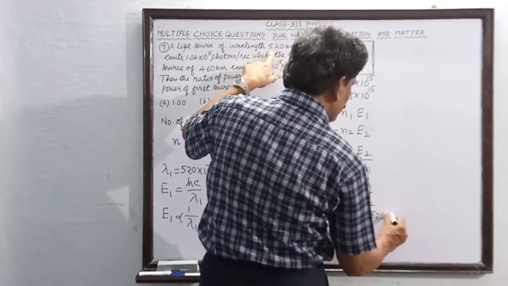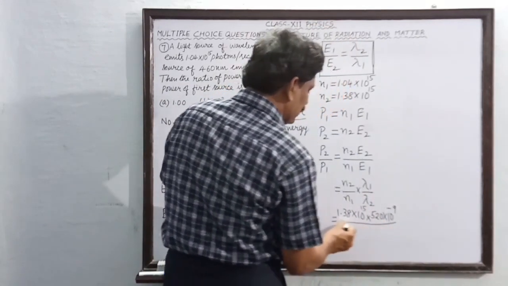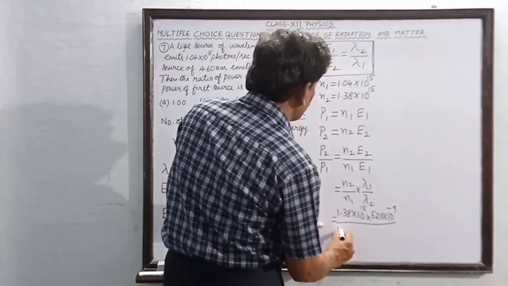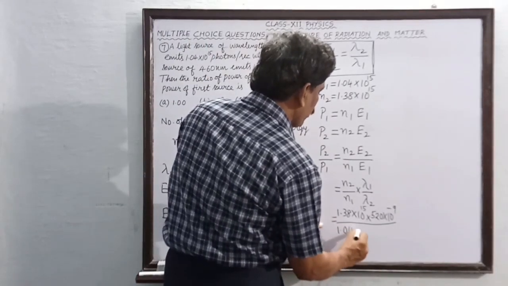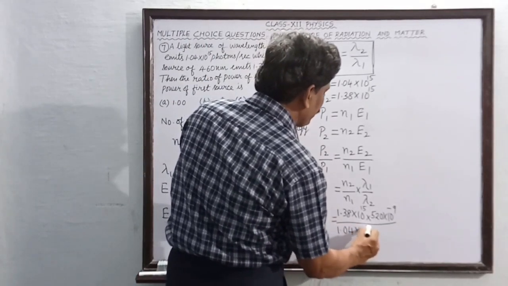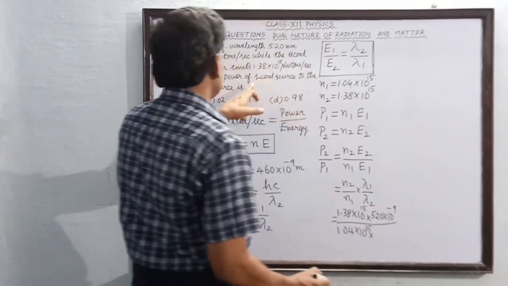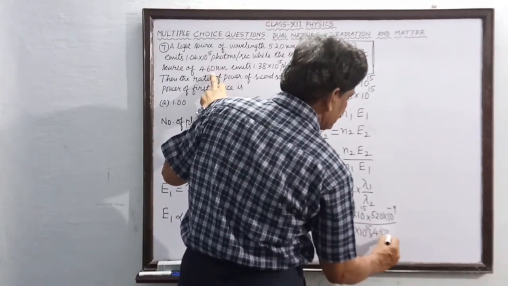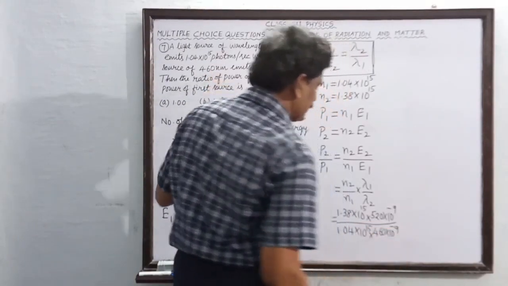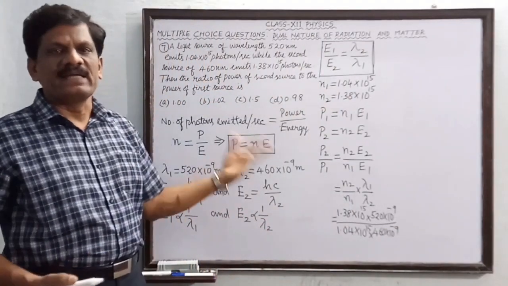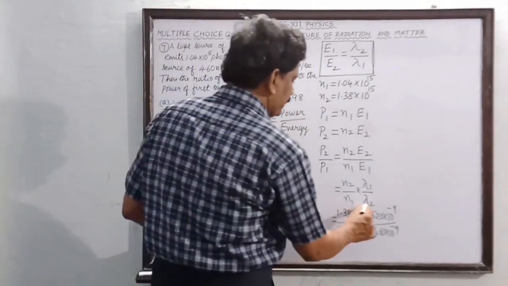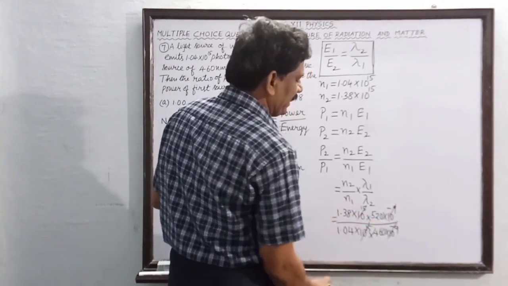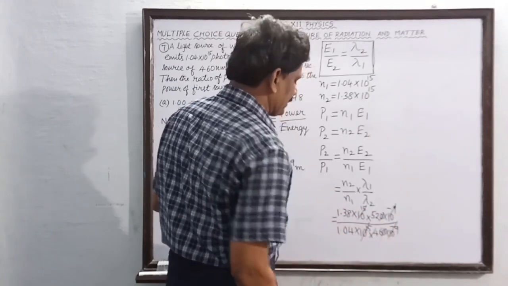So this is equal to 520 into 10 to the power of minus 9, divided by what is N1, which has to be substituted in the denominator. So this is 1.04 into 10 to the power of 15, into 460 nanometer. So this is 460 into 10 to the power of minus 9. So we can cancel the powers of 10 power 15, and similarly we can cancel the powers of 10 power minus 9, including this 0 also can be cancelled.